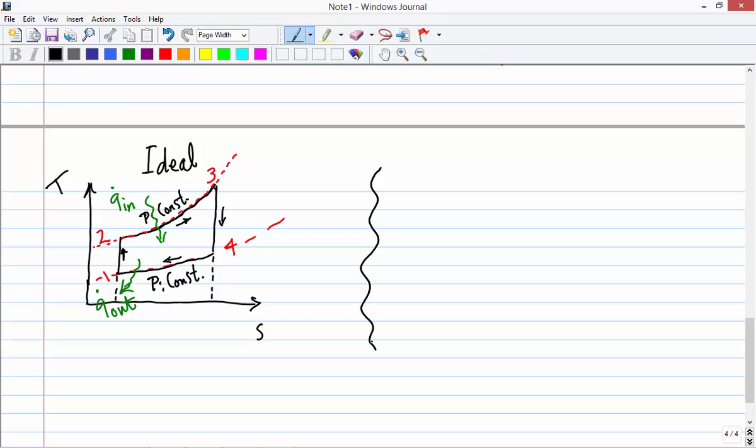But then the question would be, what about our actual life? What happens in our life when a compressor or turbine works? How do they work? Please check page 2 of lecture note 19.